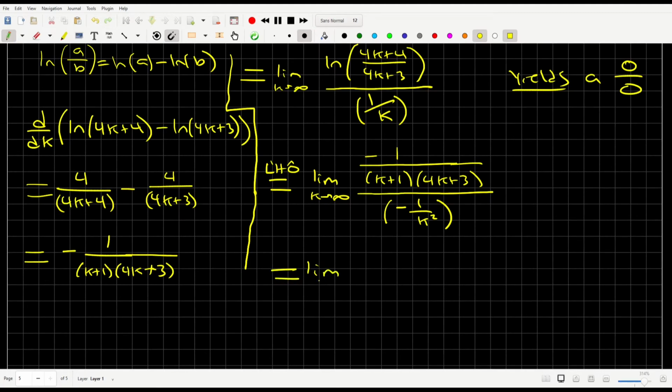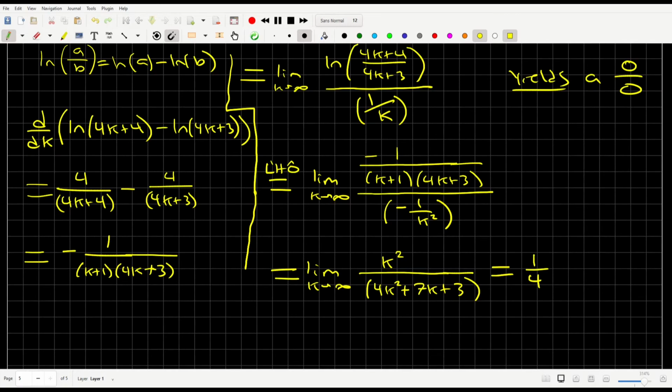So the negatives cancel out, and we're left with the limit of k squared over, and when I expand the denominator here, this is going to be 4k squared minus 7k, plus 7k plus 3, which has a limit of 1/4.